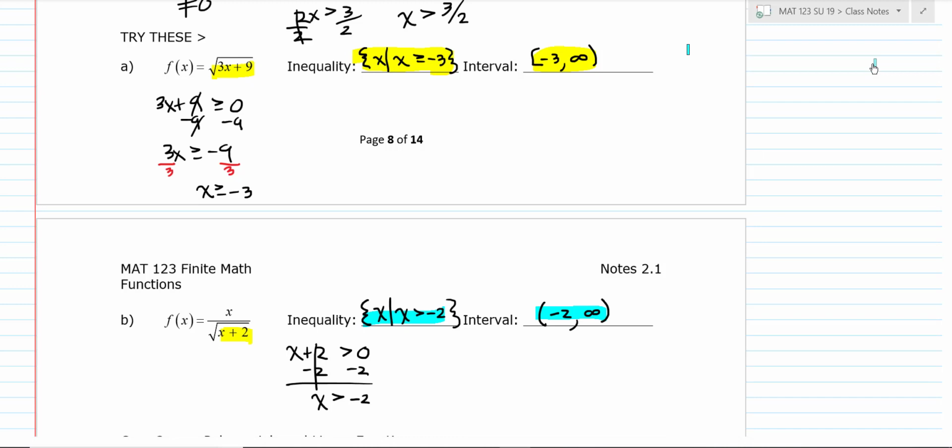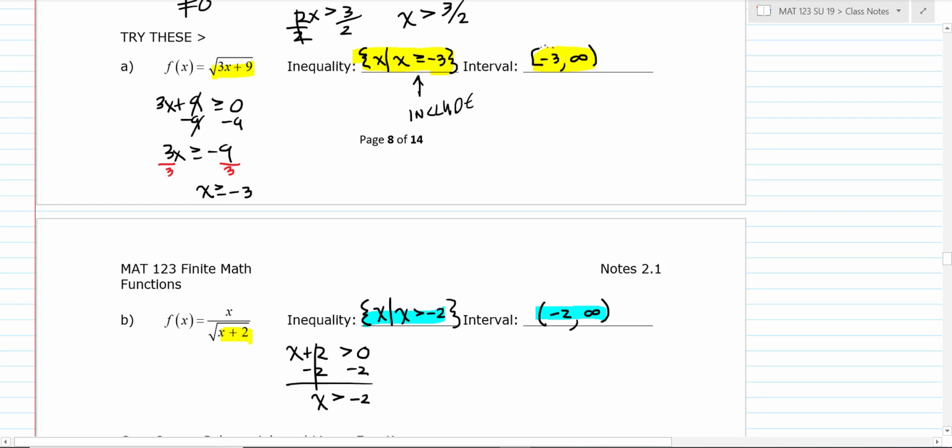So the first one, if you get everything set up right, it's pretty easy to do. This one, you're just doing set what's under the square root greater than or equal to 0. And when you solve that, you get x greater than or equal to negative 3. So this just means everything bigger than -3, including -3, is going to give a function value.